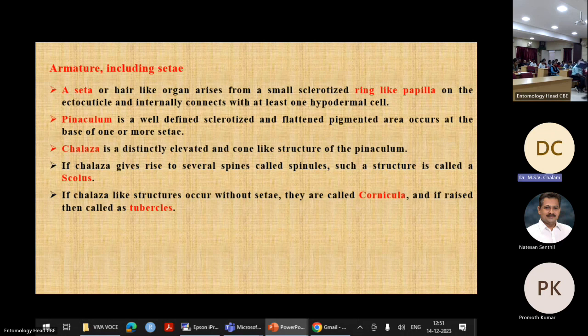If the chalaza is bare, without any seta or spines or spinules, it is called cornicula. And if the cornicula is raised, it is called a tubercle. So seta, pinaculum, chalaza, spinules, scolus, cornicula, these are various morphological terms useful for describing the armature, that is, the general morphological structure.